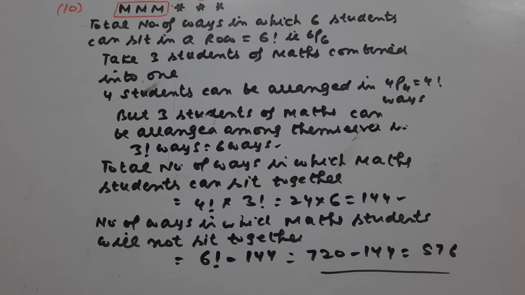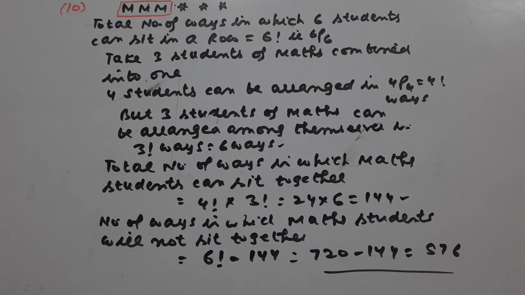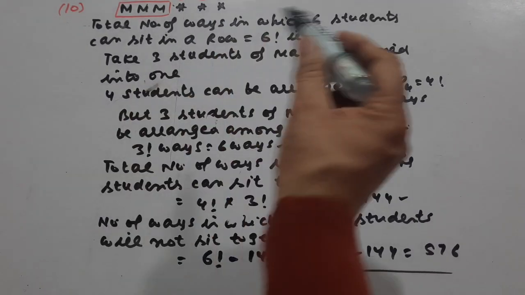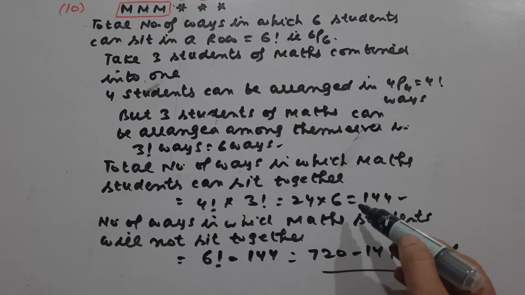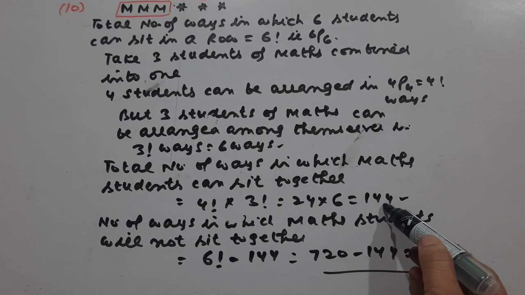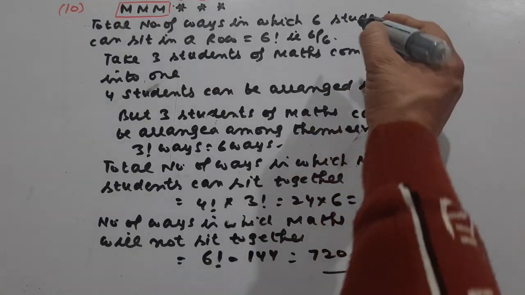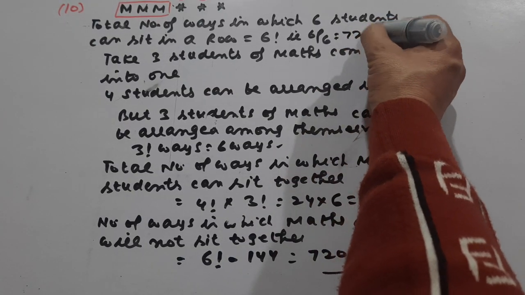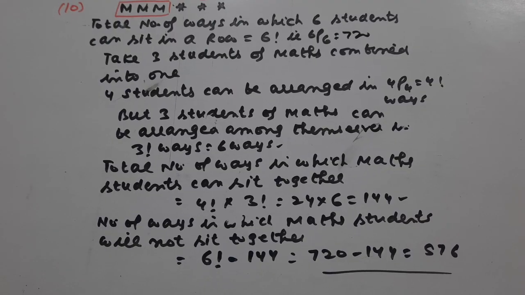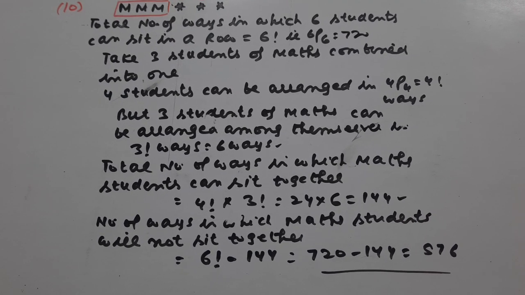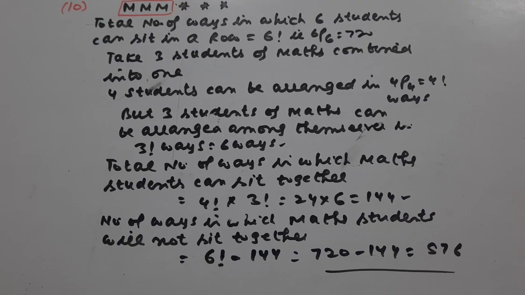हमने अब वो केसेस फाइंड करने हैं जिसमें मैथ स्टूडेंट्स विल नॉट सिट टुगेदर. So these are the total cases, 6 factorial, and these are the cases in which math students will sit together. So out of this is 720. So what we do, 720 minus 144. This is equal to 576. So 576 are the cases in which math students will not sit together.